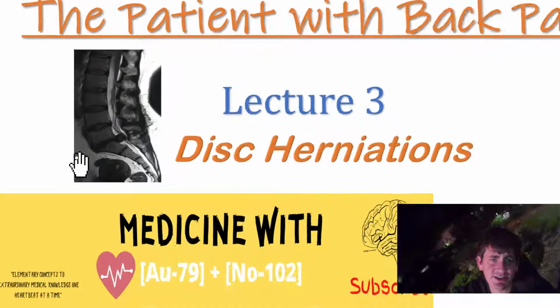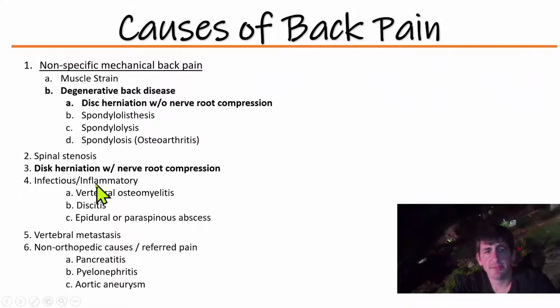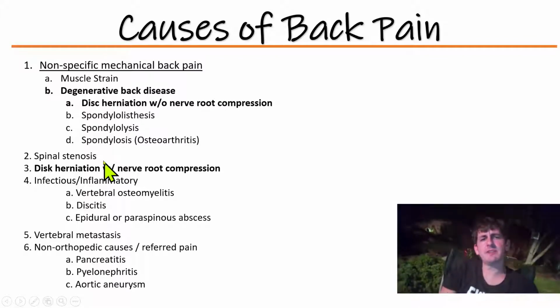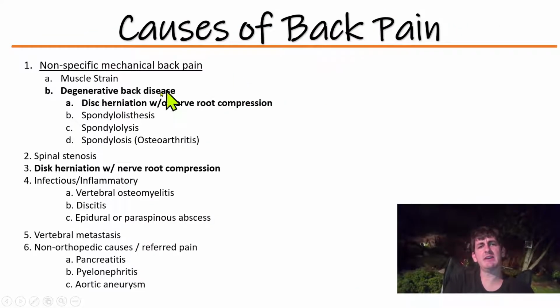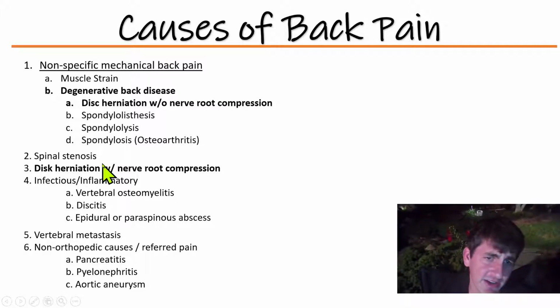So disc herniations. First off, there is an example of one on MRI. So we talked in the first video on a patient with back pain about muscle strain. Second video, spondylolisthesis, spondylolysis, spondylosis.